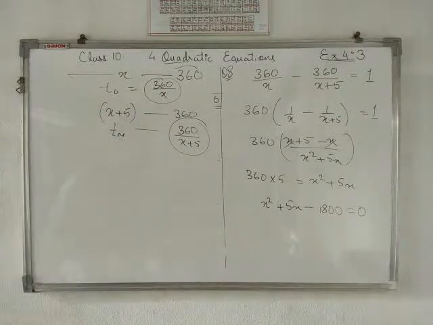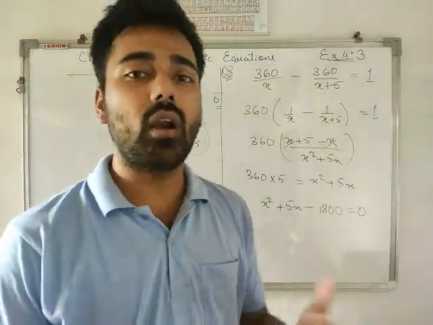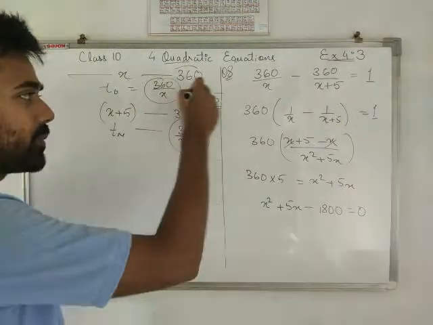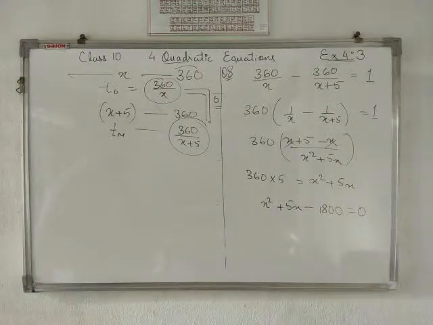Okay, and we know that the difference between the times is given as 1 hour. 1 hour less, they are saying. So 1 hour is the difference between the times. So I just created this equation. Understood?